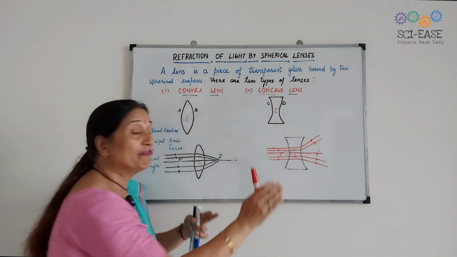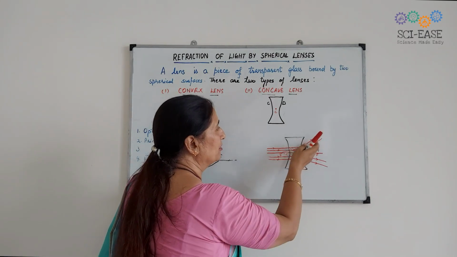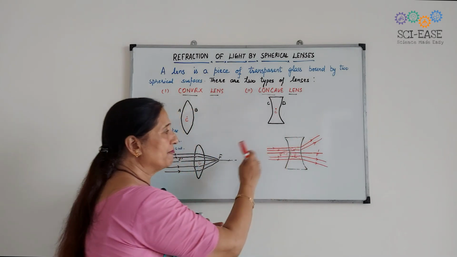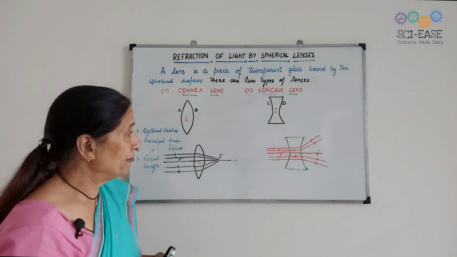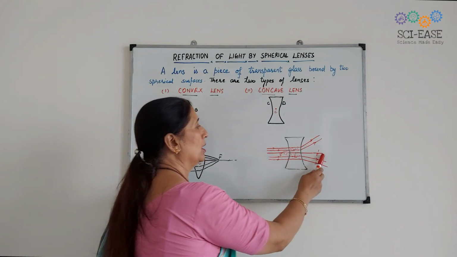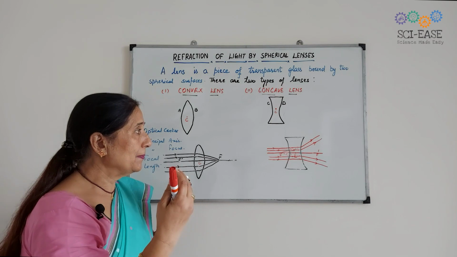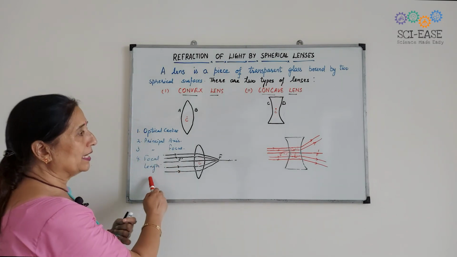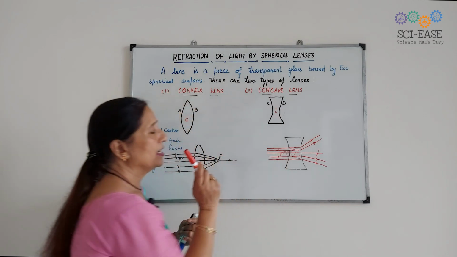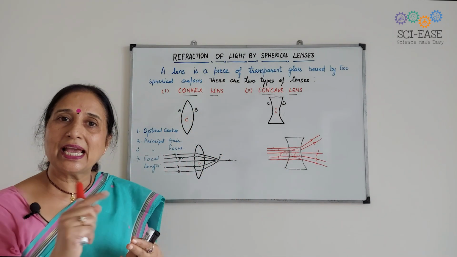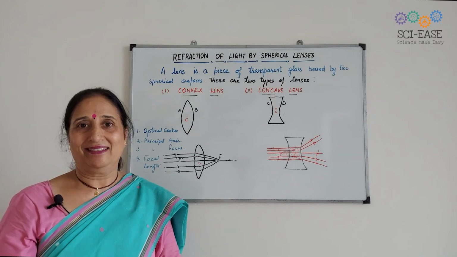This is the diverging lens. The rays will diverge, and when we produce them, they appear to meet at the point F. And here also there are two principal foci. And what is the last term, focal length? It is the distance between C and F. This is the focal length of the lens.